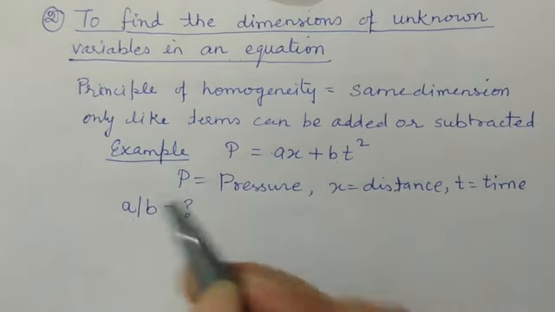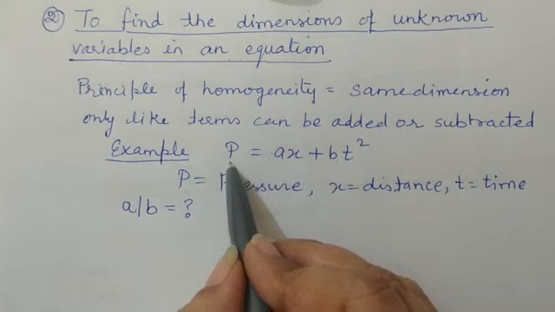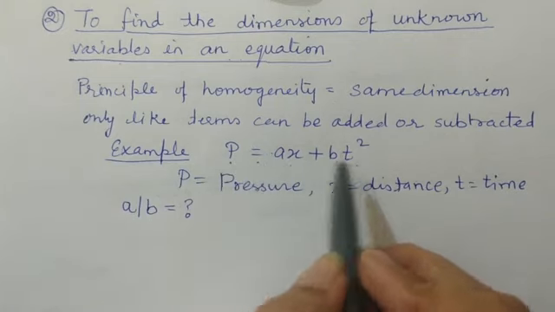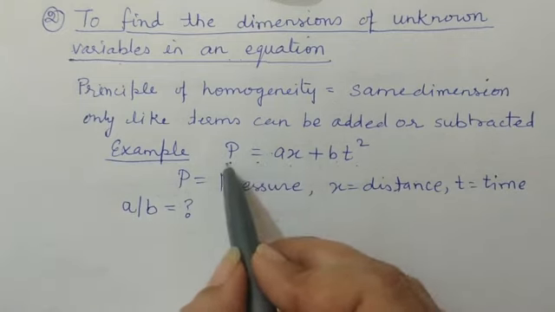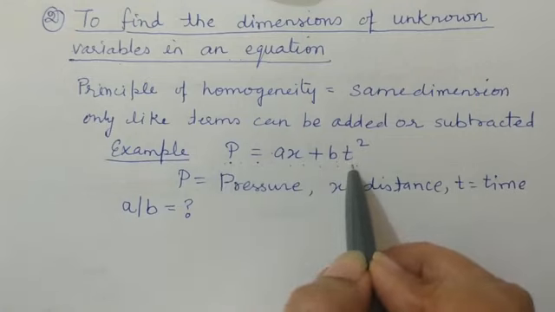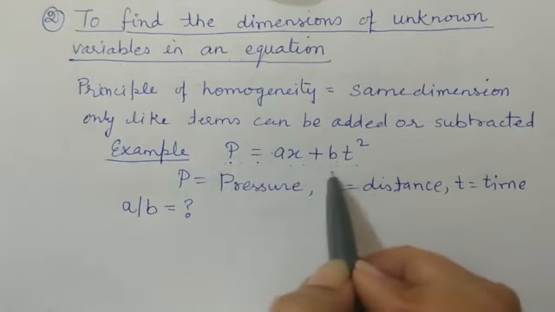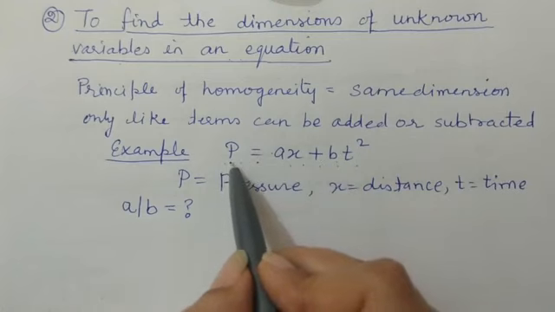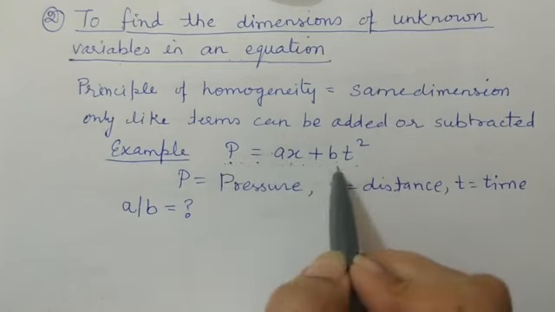How do we do this? As we have written, pressure is equal to AX plus BT square. That means each term, pressure, AX, BT square, separately should have same dimensions. So we'll equate these dimensions. First P with AX, then P with BT square.